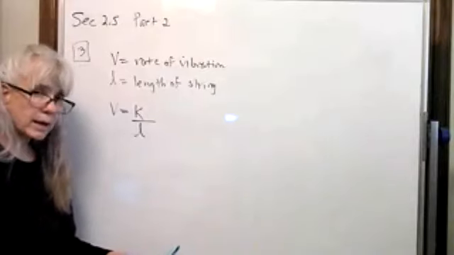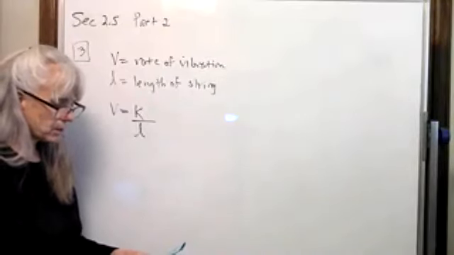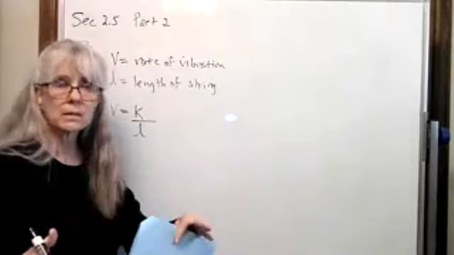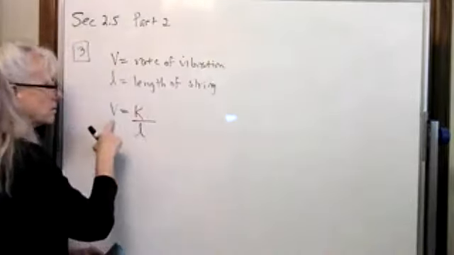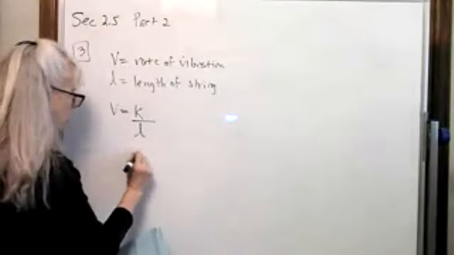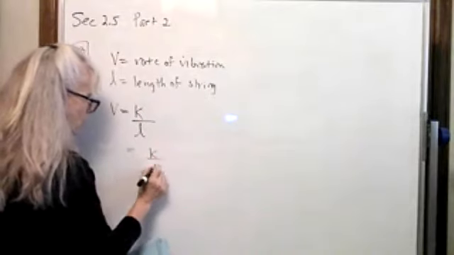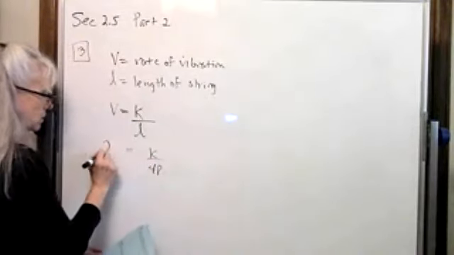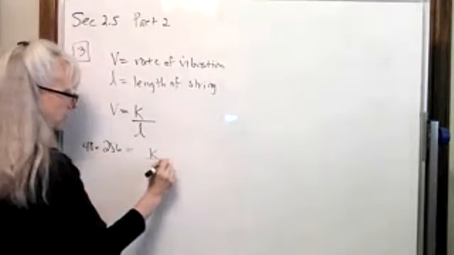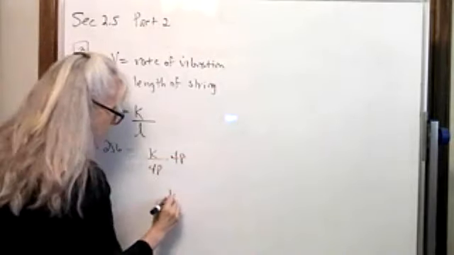If a string is 48 inches long and vibrates 256 times per second, comma. So that's the next phrase or part of the sentence. They've given me both L and V, so now I can go find K. So if the string is 48 inches long, K over 48 is going to be equal to 256. So we're simply going to solve for K by multiplying both sides by 48. And if you do that, you get a really large number.